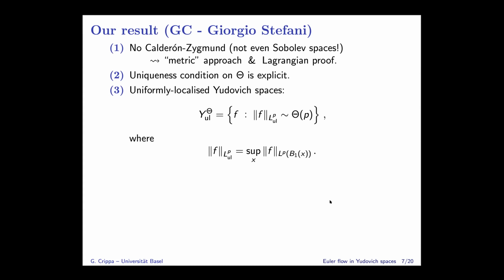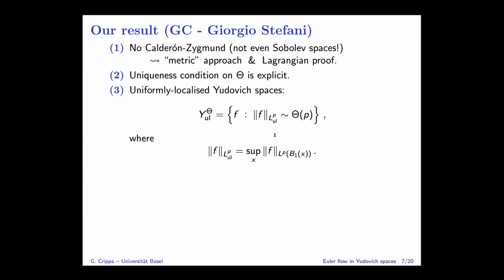Then another benefit of our work is that we can work in so-called uniformly localized Yudovich spaces. So these are the following objects. In these Yudovich theta spaces, without this UL, uniformly localized, one was asking for a condition depending on this function theta on the growth of the global L^p norms of the function. Now we can live with the so-called uniformly localized L^p norms.